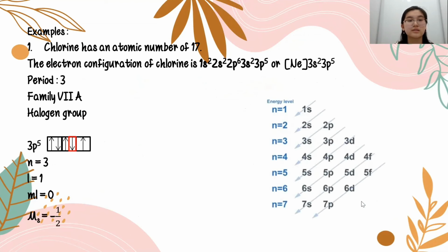These are the examples. The chlorine has an atomic number of 17. So first, we need to make the electron configuration of the chlorine. 1s2, 2s2, 2p6, 3s2, 3p5, or neon 3s2, 3p5. Neon in here represents 10 electrons.